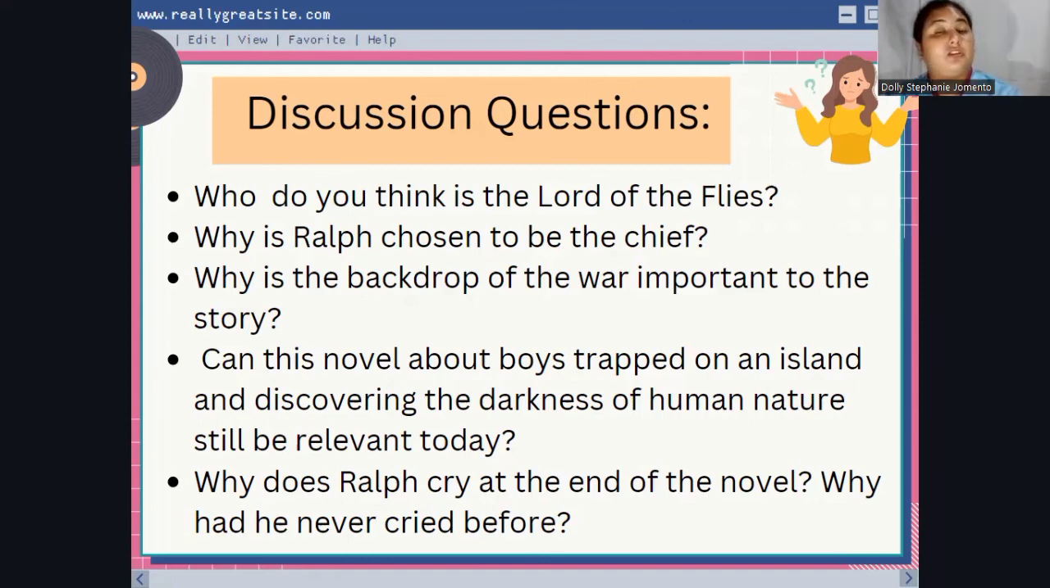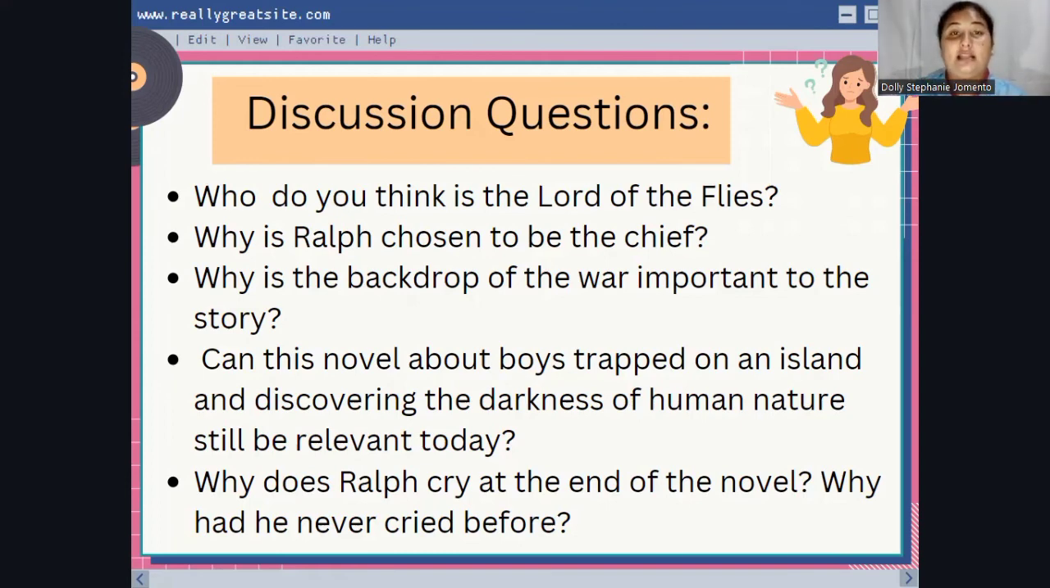So the boys recognize Ralph as a natural leader and they associate him with civilization because the conch recalls the bullhorns. They associated Ralph with that because he held the conch. So the bullhorns adults would have used to organize the boys back home.